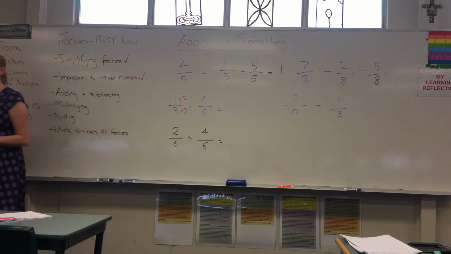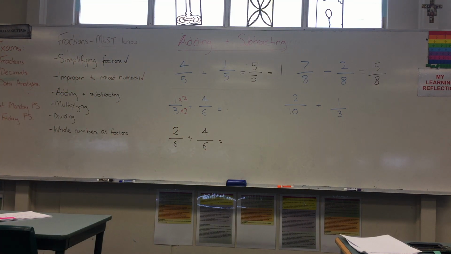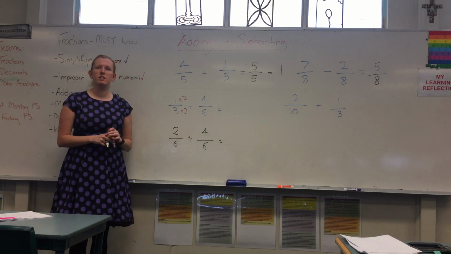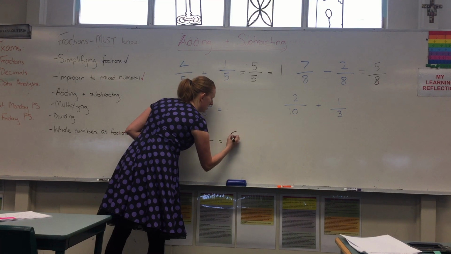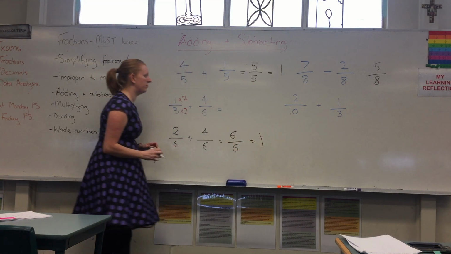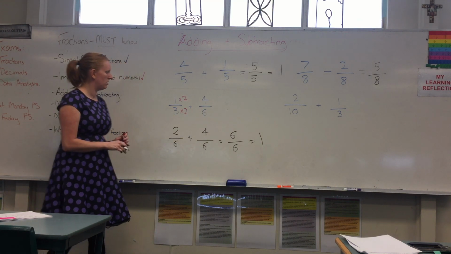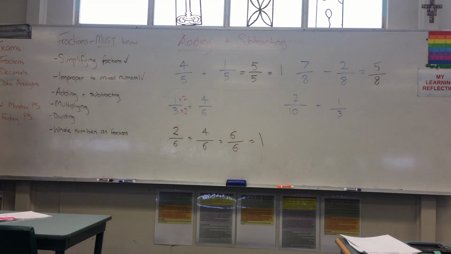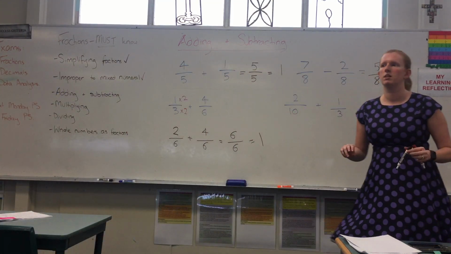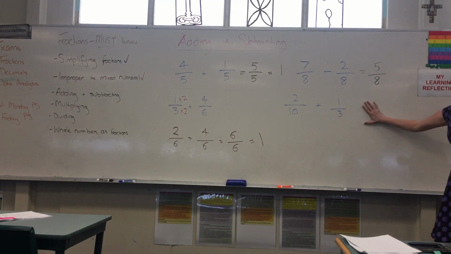Now can I add them? Yes. Why? Because they have the same denominator. So 2 plus 4 is? 6. Over 6. With 1 whole. Yeah, which I could also simplify into 1. Cool. Now let's do a more complicated one. And this is as hard as it gets.